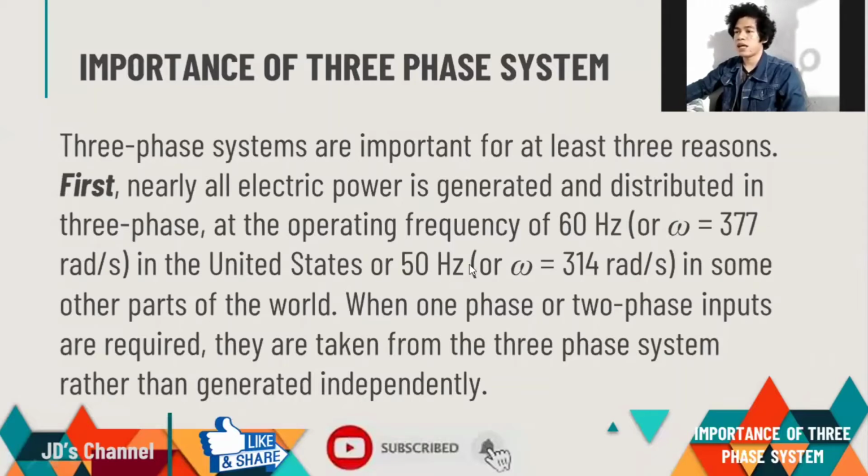Sa ibang bansa, they use 50. So yun yung gamit nila. In some other parts of the world, when one-phase or two-phase input is required, it is taken from the three-phase system rather than generated independently. So yun yung unang kahalagahan dahil nga we can use three-phase.